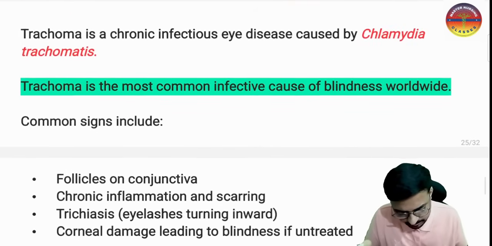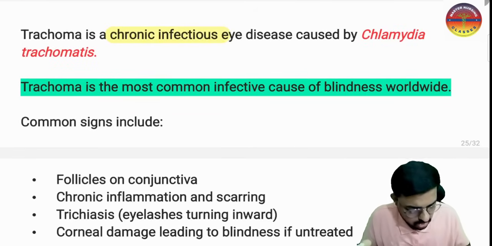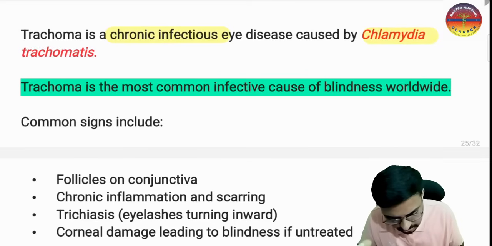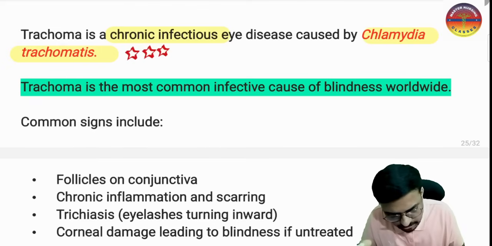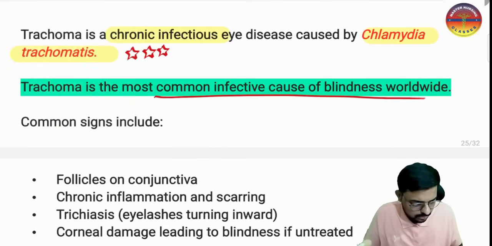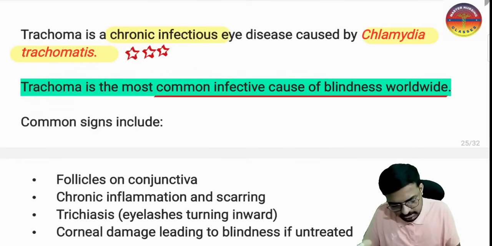Very important, right? Trachoma is a chronic infection of the eye caused by Chlamydia trachomatis. This is a very important one, and an examiner's favorite question. The trachoma is the most common infective cause of blindness worldwide. We have discussed this point already.